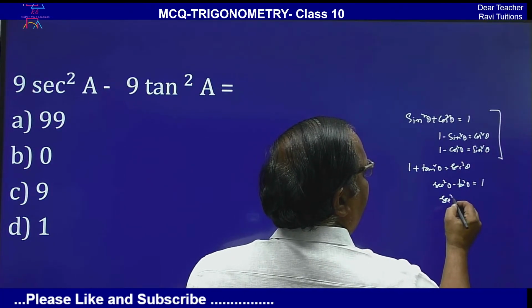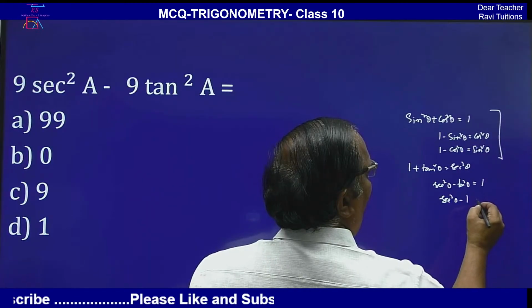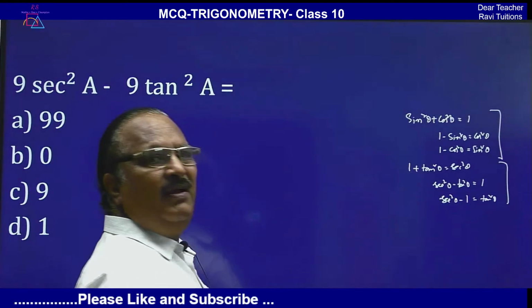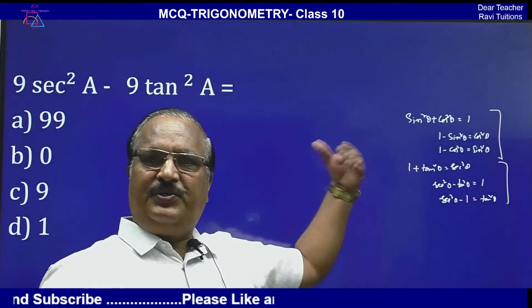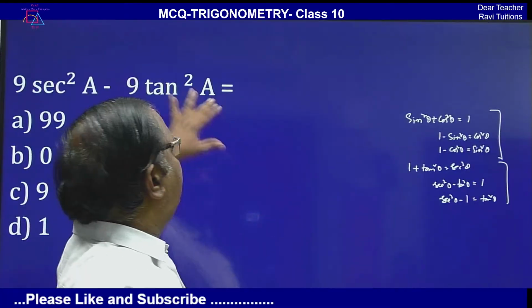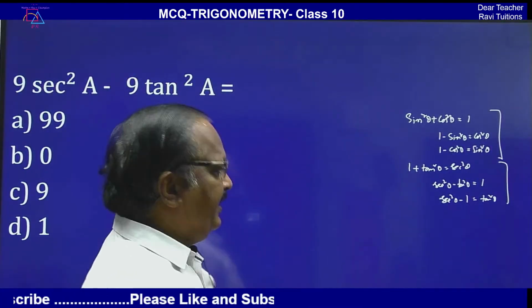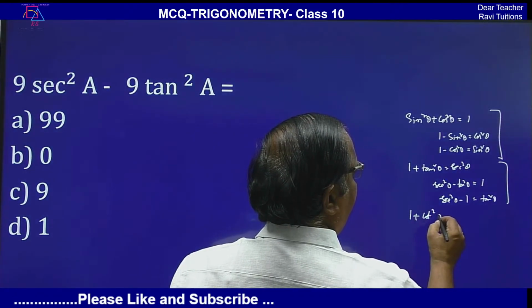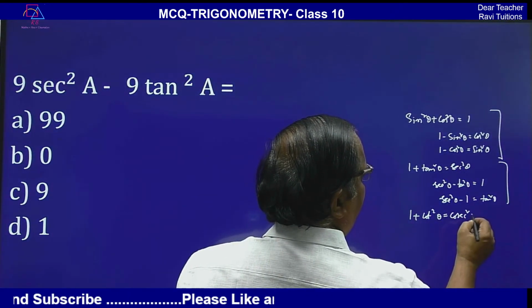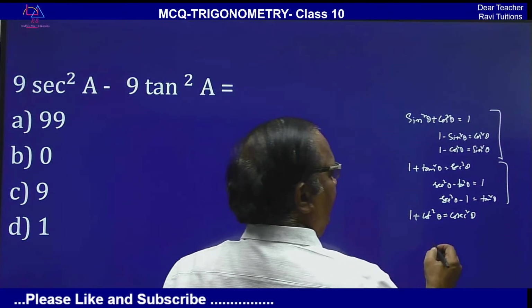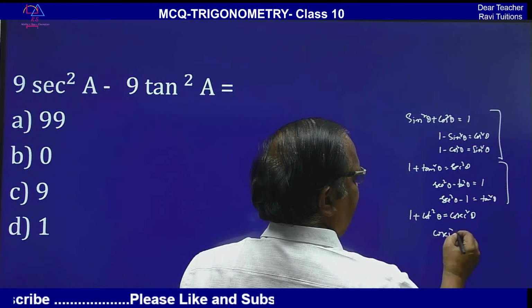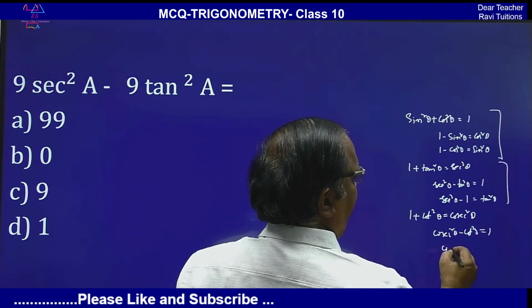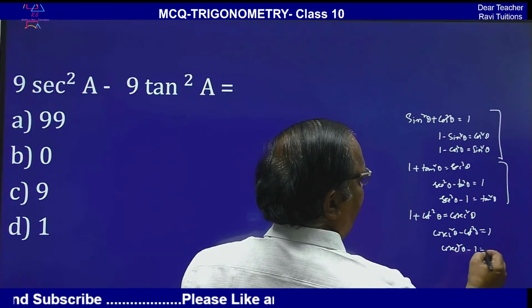Secant square theta minus 1 is equal to tan square theta. So many things you have to remember, and on the spot you have to recollect those things. The third identity: 1 plus cot square theta is equal to cosecant square theta. So cosecant square theta minus cot square theta is equal to 1, and cosecant square theta minus 1 is equal to cot square theta.